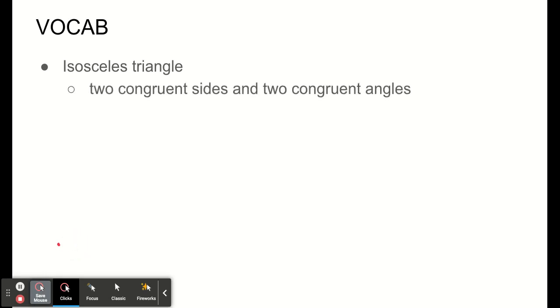So our first vocabulary term is isosceles triangle. I just talked about that on the previous slide. An isosceles triangle is a triangle with two congruent sides and two congruent angles. Then we have our parent triangle, which we also spoke about on the previous slide. So let's go ahead and include that here.